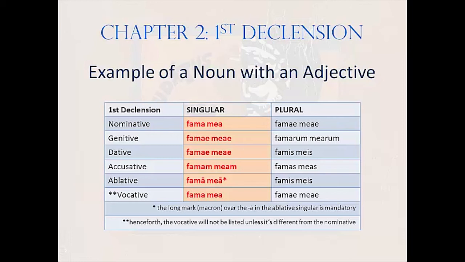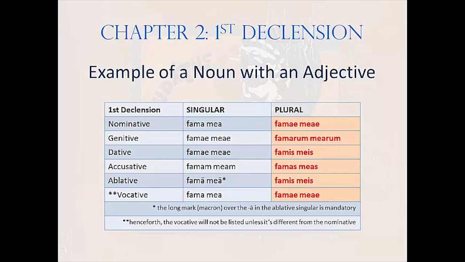Fama mea, famae meae, famae meae, famam meam, fama, mea. I'm going to leave the vocative off as usual. And then in the plural, famae, meae, famarum, mearum, famis, meis, famas, meas, famis, meis.